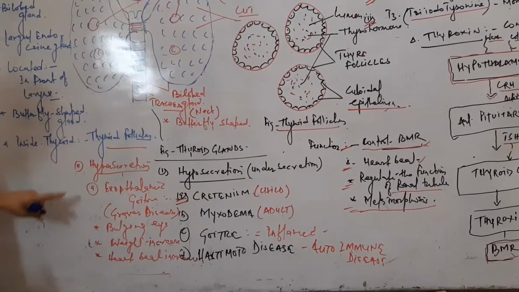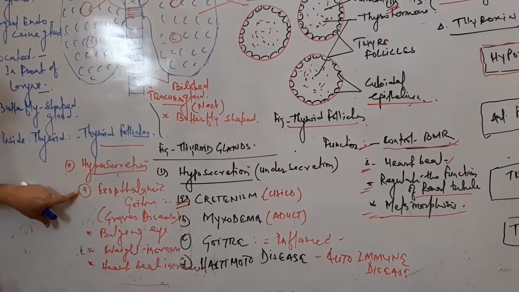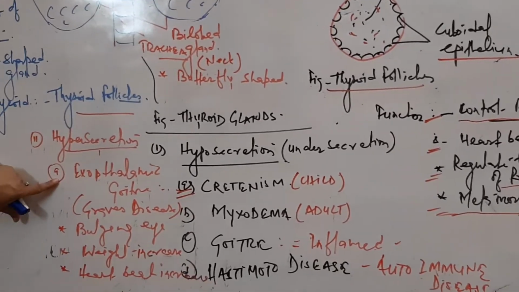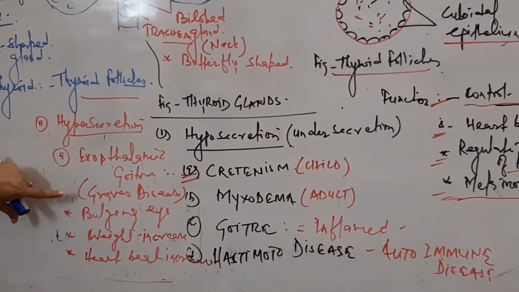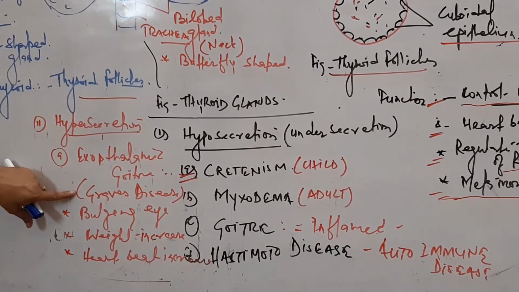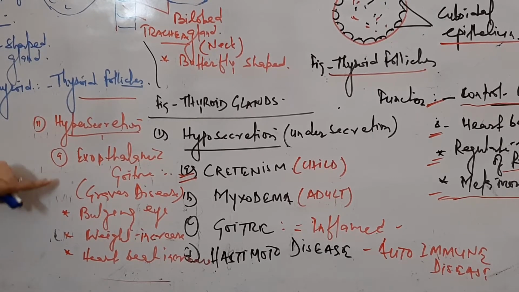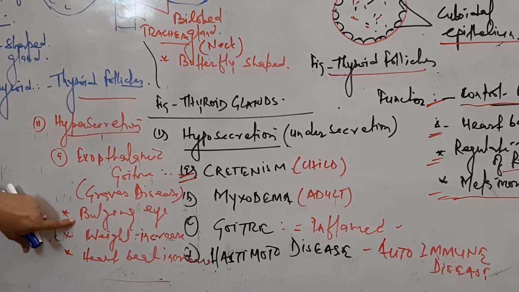Another disease is due to hypersecretion, or oversecretion, and the main disease is called exophthalmic goiter. Exophthalmic goiter is also called Graves' disease and Basedow's disease. The main symptom in this disease is bulging eyes. The eyes become protruded, with accumulation of fluid in the lower eyelid.